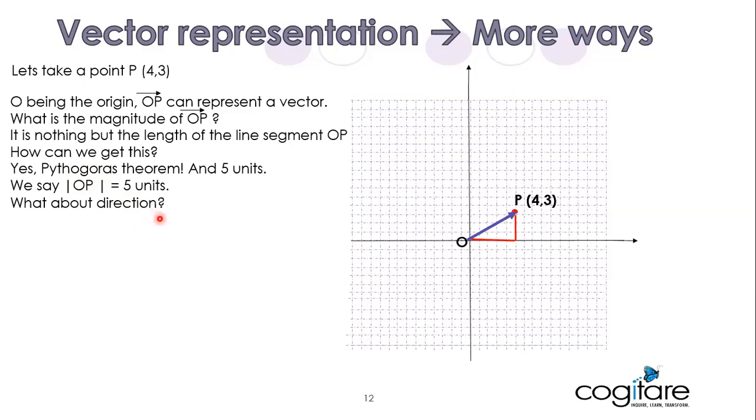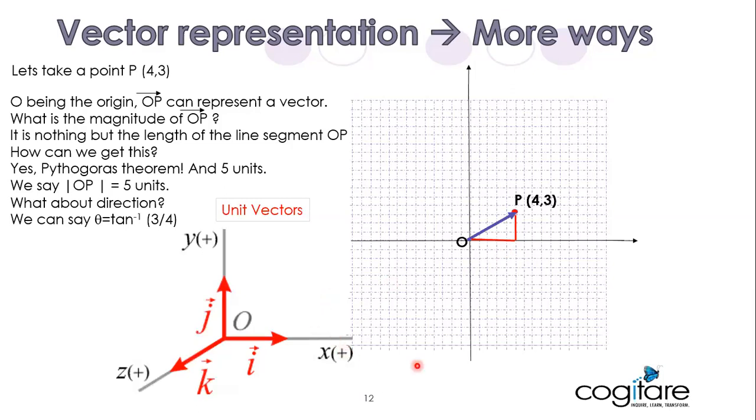What about the direction? Once again, it is in the XY plane and having only 2 points, x, y. So the angle can be found out by using theta is equal to tan inverse of this side, which is 3 units, divided by the base, which is 4. Tan inverse of 3 by 4 will give us the direction of vector OP.